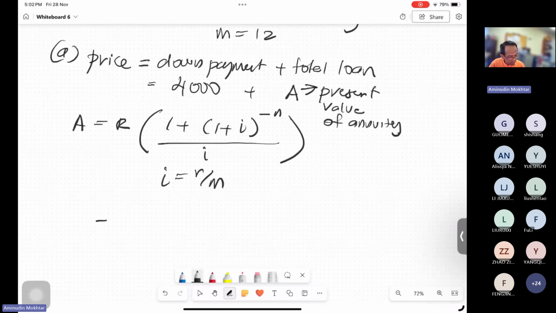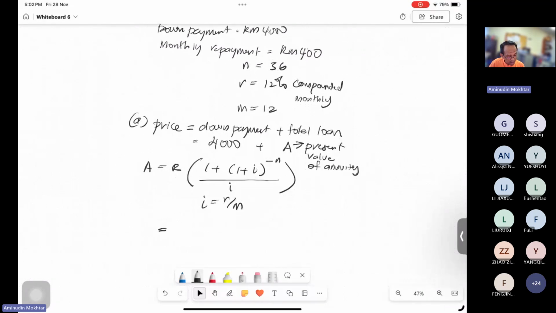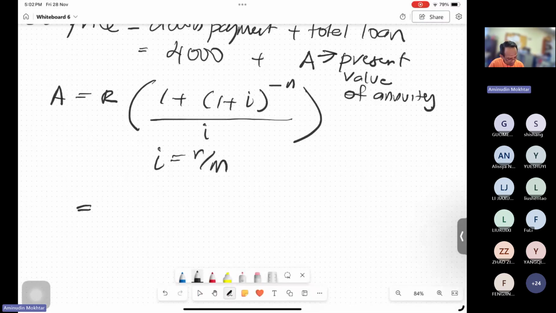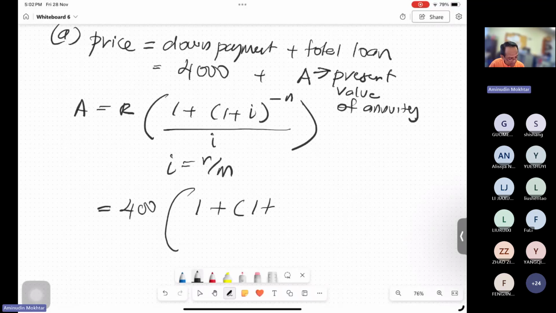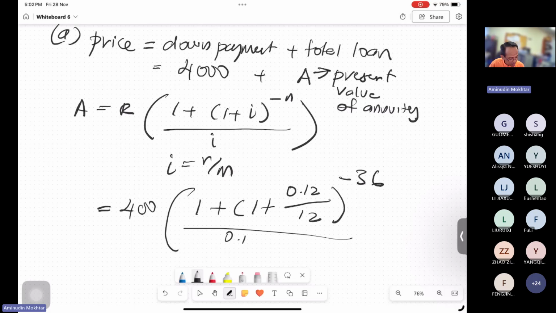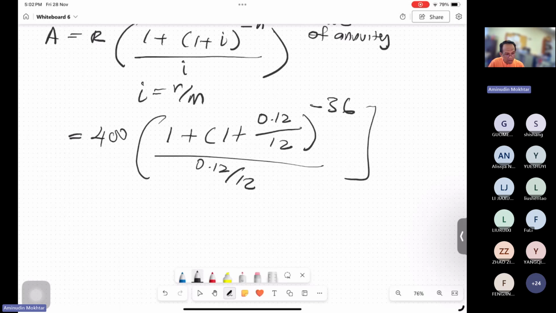So in this case, what is R? R is the monthly repayment. R is 400. Monthly repayment 400 divided by i, where i is 0.12 divided by 12, which is 0.01, times 1 minus (1 plus i) to the power of negative n. n is 36, divided by i, again 0.12 divided by 12. You just use your calculator. Of course, please use your scientific calculator to get the answer.